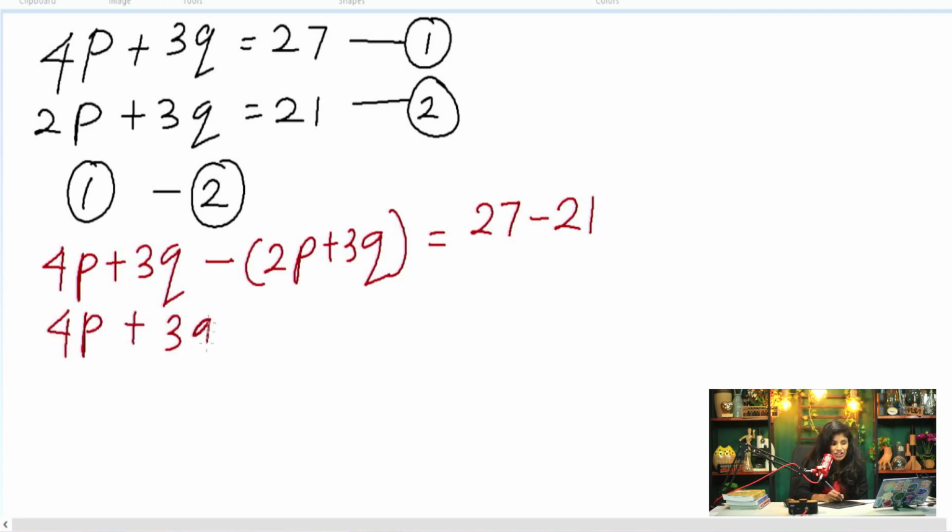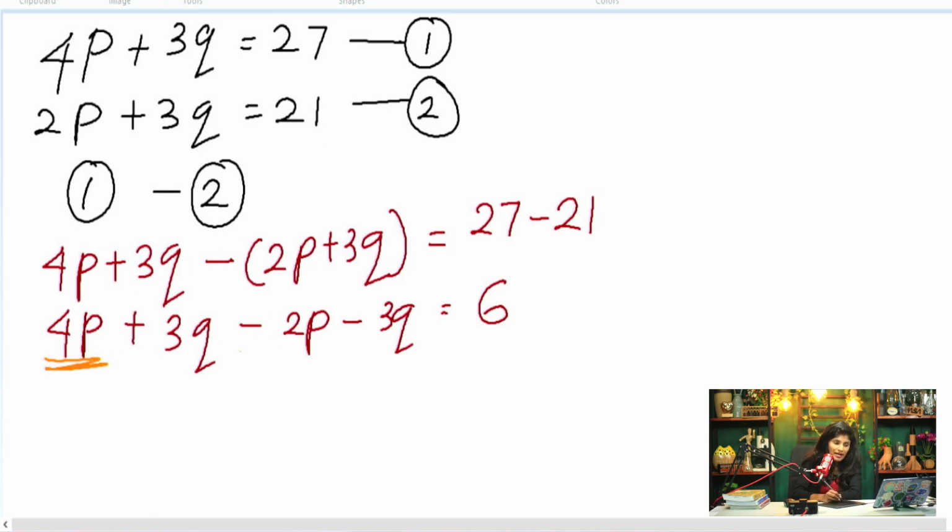4p plus 3q minus 2p minus 3q. So this is really important, guys. You have to consider this negative value for both the things inside the bracket, okay? If you don't put the bracket here, you can just simplify at the same time when you are writing that. So 27 minus 21 means the answer is 6. I'm going to simplify now.